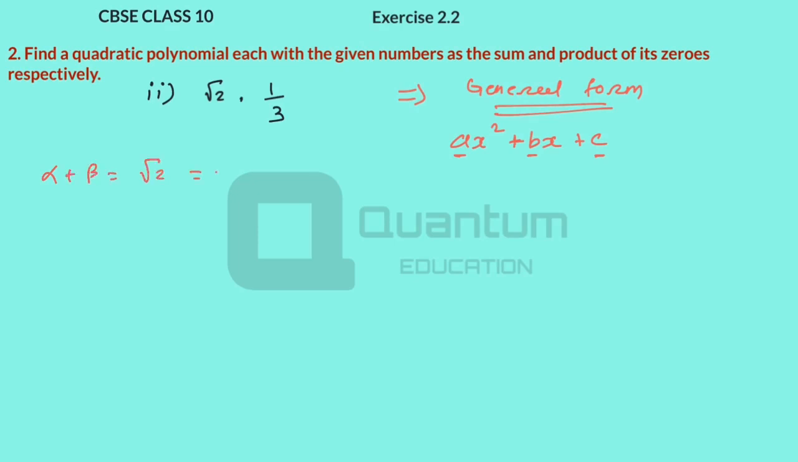Now we have the sum of zeros, alpha plus beta, that is root 2. So we can write root 2 upon 1, and we have the product of zeros, alpha into beta, that is 1 upon 3. Now we know the formula: alpha plus beta is equal to minus b upon a, equals root 2 upon 1, and alpha into beta is c upon a, equals 1 upon 3. Now as we can see, the value of a differs. a equals 1 here and a equals 3 there.